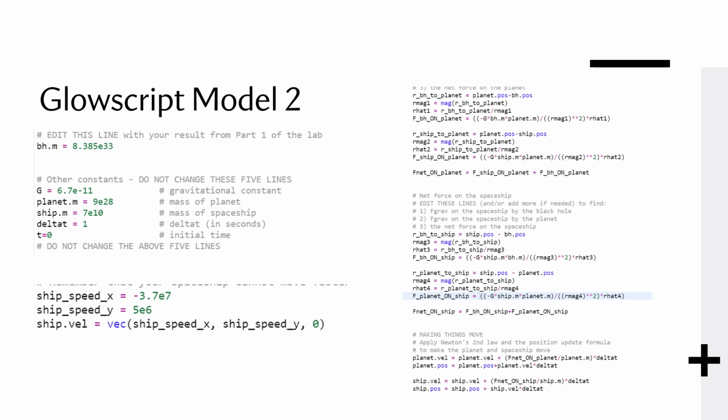Each one, the F net from the black hole on the planet, the F net of the planet, that's all calculated by using the gravitational force equation from earlier, the G m times r hat divided by the magnitude of r squared. That's the equation I used to calculate all of these. Now at the bottom, this is where I use the position and velocity update formulas to update the velocity of the planet and the position of the planet, and the same for the ship as it travels around the black hole.